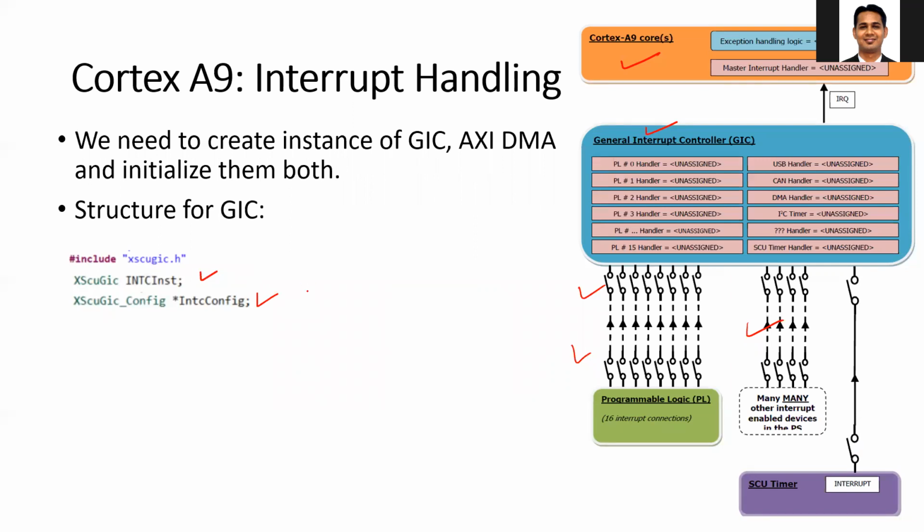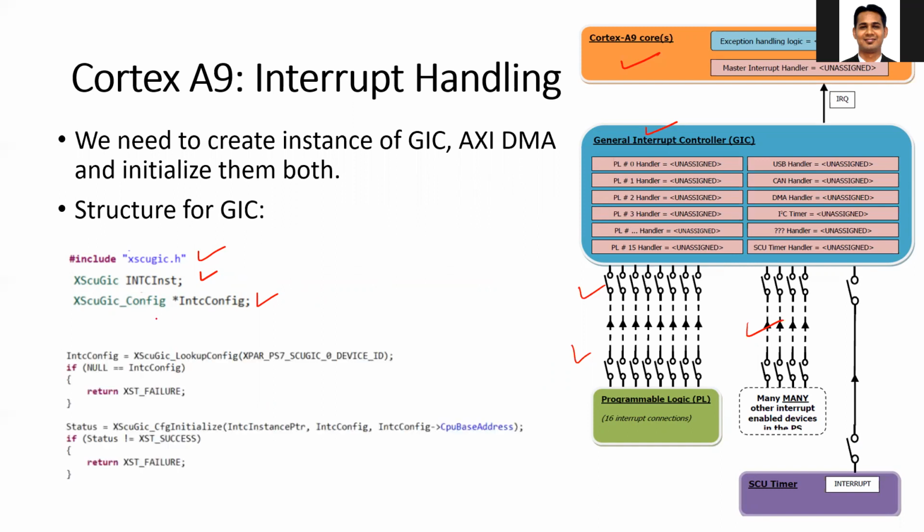For any IP we add, we need to include the corresponding .h file. We need to create the instance structure and the configuration structure. Then, using the ID of the corresponding unit, for example the GIC, we copy all the configuration data, which is usually in the xparameters.h file, into our local configuration structure. Using this local configuration structure, we create an instance of the GIC in our application code so that we can configure the GIC as per our requirement.